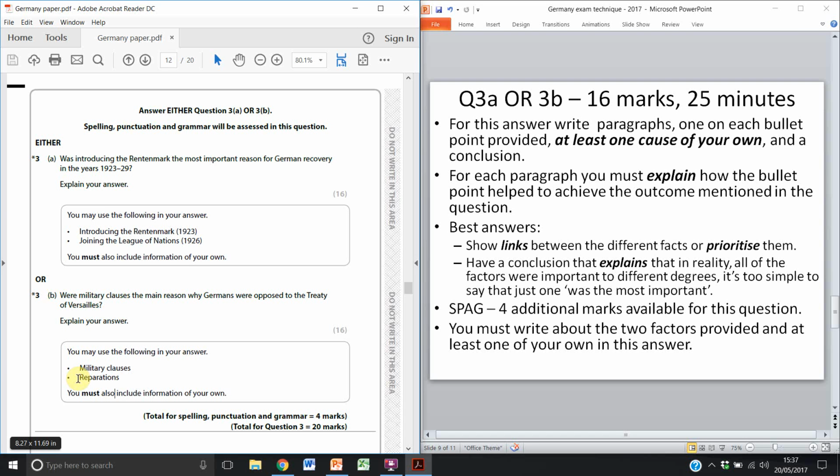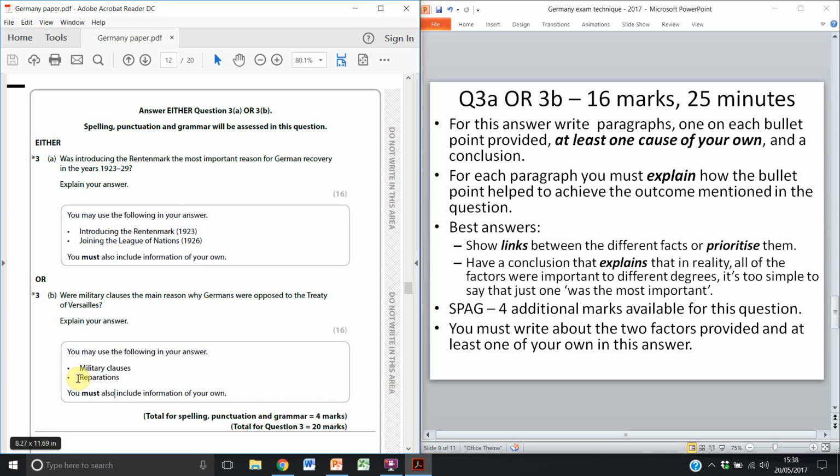So your first paragraph, you'd say an important reason, and we'll just look at 3B here for an example. An important reason why the Germans opposed the Treaty of Versailles was because of the military clauses. Then what you do is you'd actually describe the military clauses using really precise supporting detail. So you talk about the German army was reduced to 100,000 men. They were allowed no air force or submarines. Their navy was reduced, and if you can, give precise numbers of what the navy was reduced to.